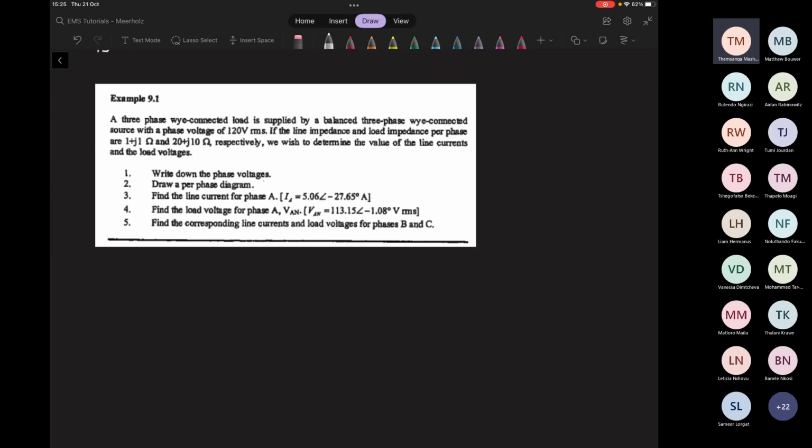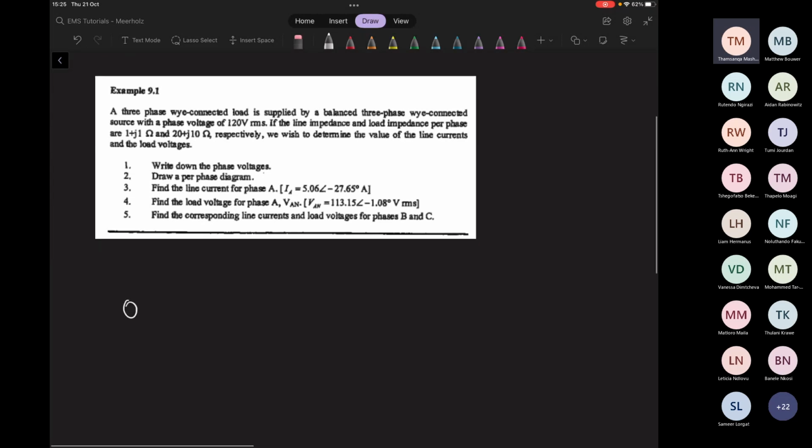We're dealing with three phases now. You know your three phases. You have your Y and your delta. Either you can connect them like this, that's a delta, or you have a Y like this. These are three sources that are 120 degrees out of phase.